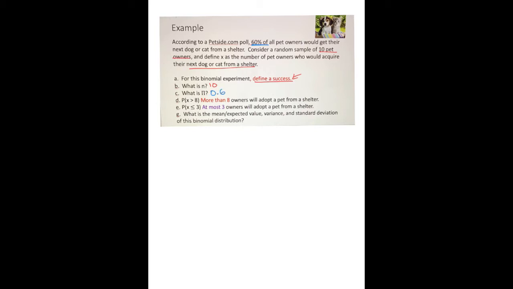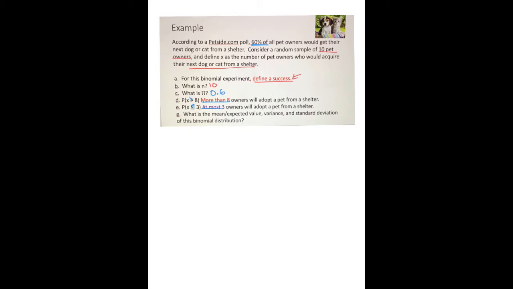First, we're going to find the probability that more than 8 owners will adopt a pet from a shelter. So here we write out the probability statement as probability that X is strictly greater than 8. The second one we'll find is what is the probability at most 3 owners will adopt a pet from a shelter. At most 3 means that it's 3 or fewer. So basically we write that as the probability that X is less than or equal to 3. Then we'll find the mean and the variance and standard deviation of this distribution.